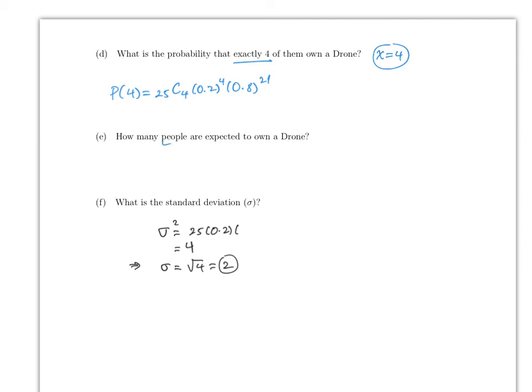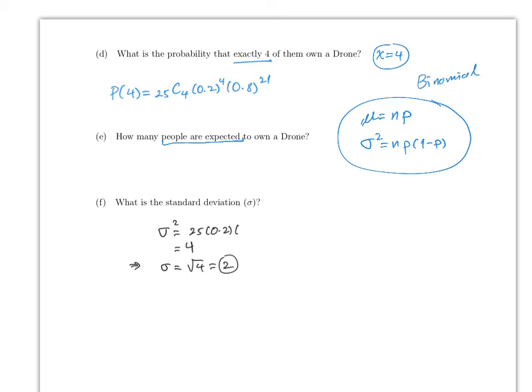Now, how many people are expected? Well, for the binomial, remember, this is only true for the binomial. The mean is pretty easy to find, or the expected value is just n times p. And the variance is equal to n times p times 1 minus p. Remember, this is only true for the binomial. Otherwise, you have to go through the whole table process that we did for 5.1. So therefore, what will be mu here? What's the value for n? It is 25, right? The value for p is 0.2, and this is equal to 5.